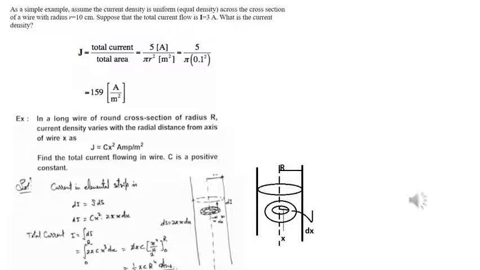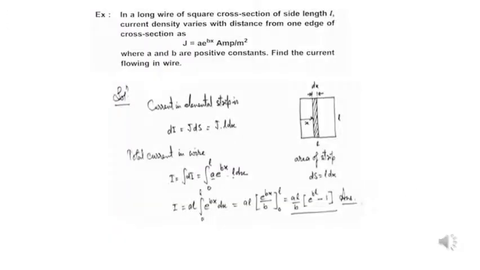So by cancelling, we are getting half pi c r to the power 4. That is the answer. How much current is flowing? If the radius is given in the question and the constant value is given, you could put it in and directly find the current. Another similar type of problem.